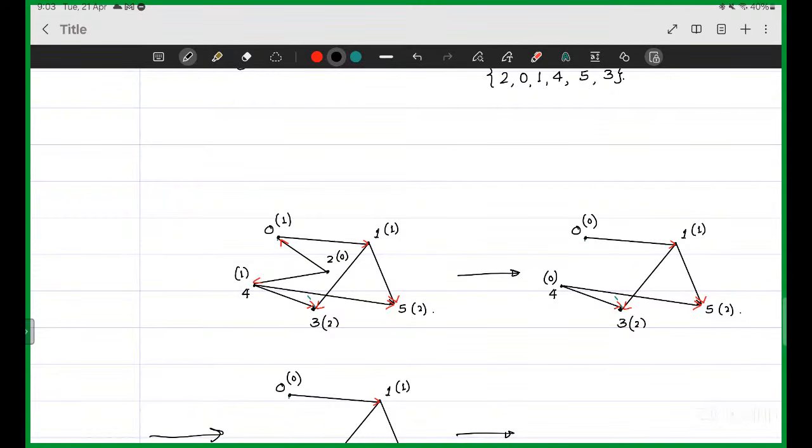For this graph, what will be the cardinality? No, in degree is for each vertex. So for each vertex, we have written down the in degree, right? In degree is simply the number of edges coming into it. For example, this vertex 2 has no edges coming into it, so its in degree is 0. The vertex 3 has 2 edges coming into it, so its in degree is 2. And so on.